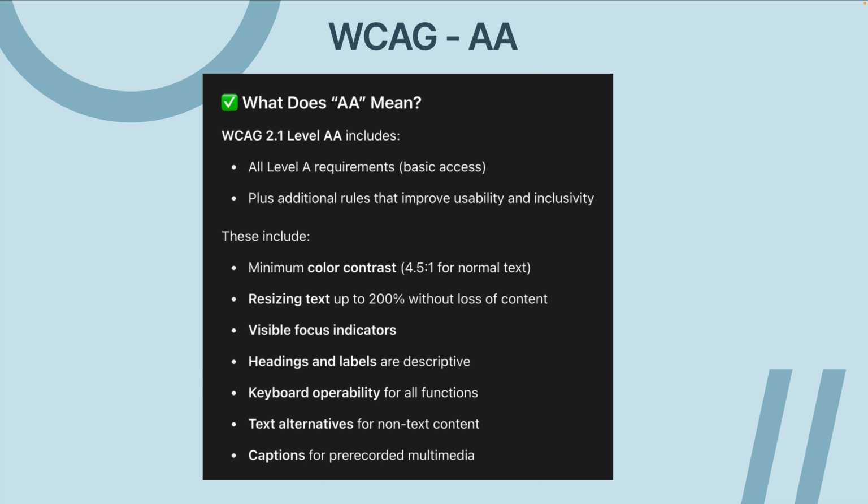Headings and labels should be descriptive because that's the information screen readers read. Keyboard operability for all functions. All the functions of the website should be accessible by keyboard. If they're pressing tab, spacebar and enter, they should be able to click on a button or a link. Text alternatives for non-text content.